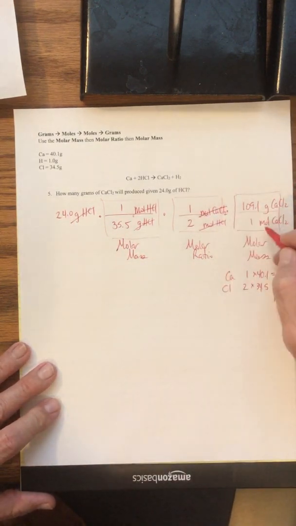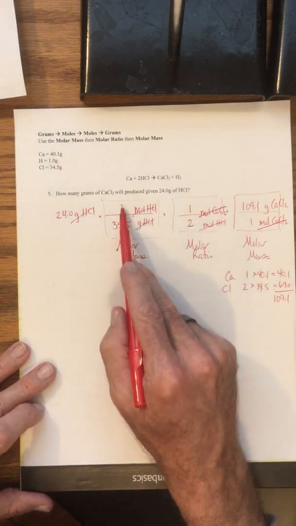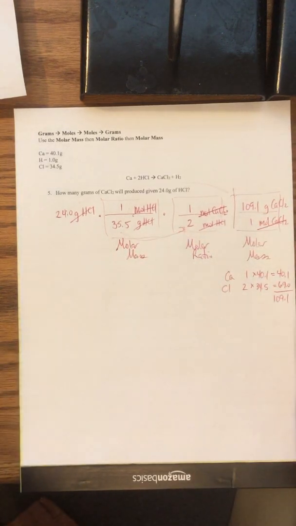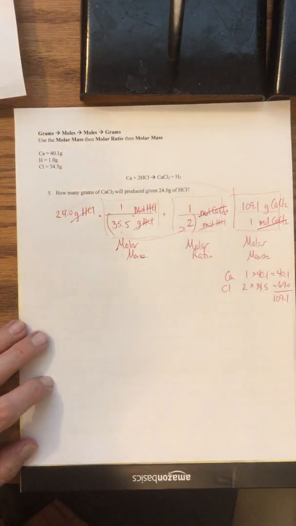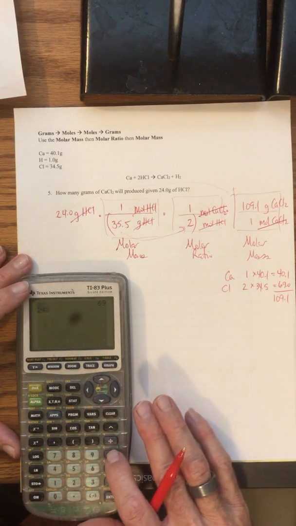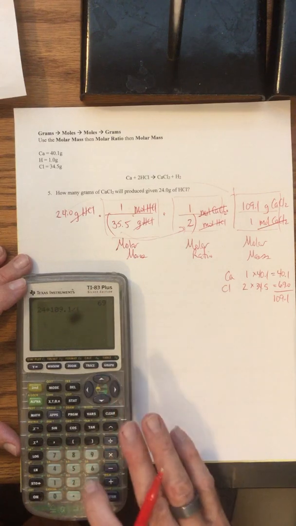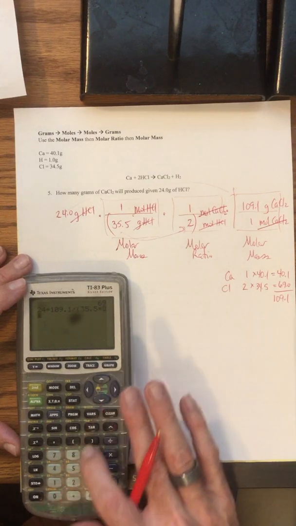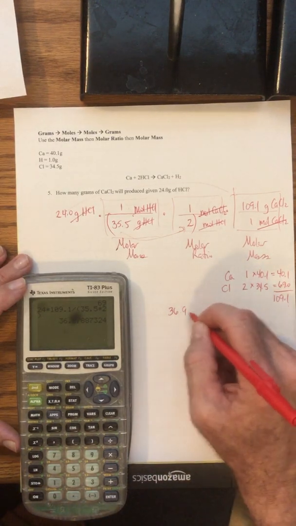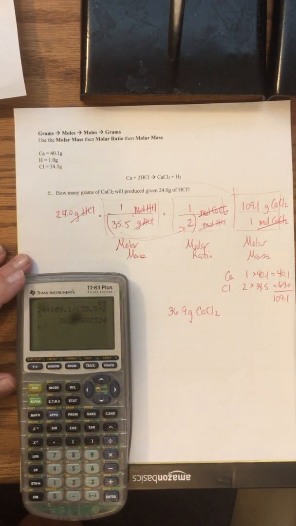So now we have to multiply everything on the top. Actually, let's cancel. Moles of calcium chloride, we converted to grams. So it's this times this times this times this. Well, this is just 1, so it's really just this times this divided by this times this. And again, you have to make sure that you use parentheses or divide twice. So you have 24 times 109.1 divided by parentheses 35.5 times 2, and we will get 36.9 grams of calcium chloride.